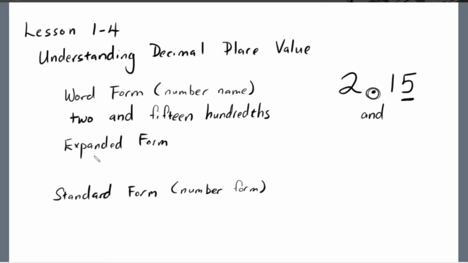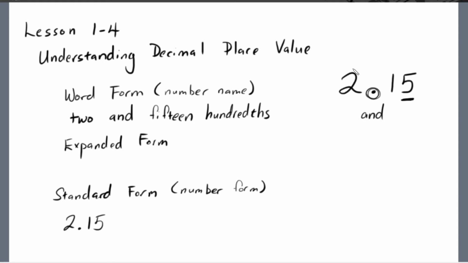We'll skip the expanded form and talk about the standard form, the number form. You just write the number again. Because we were already given the number, we can just fill it in. 2.15. Now, expanded form deals with taking apart the place value and the digit.